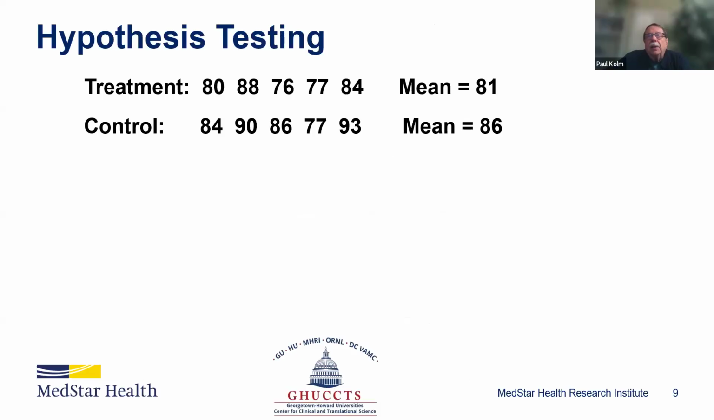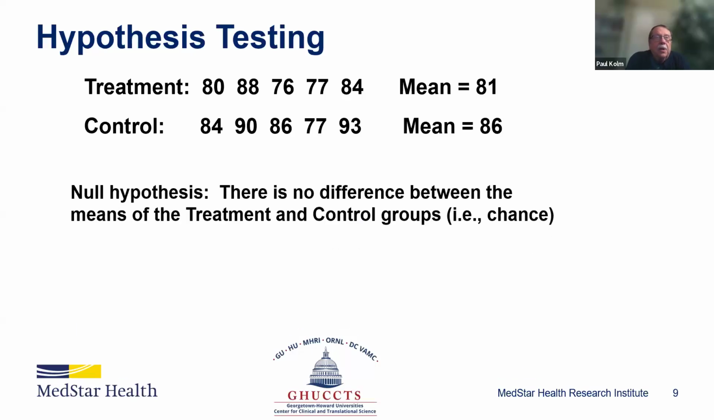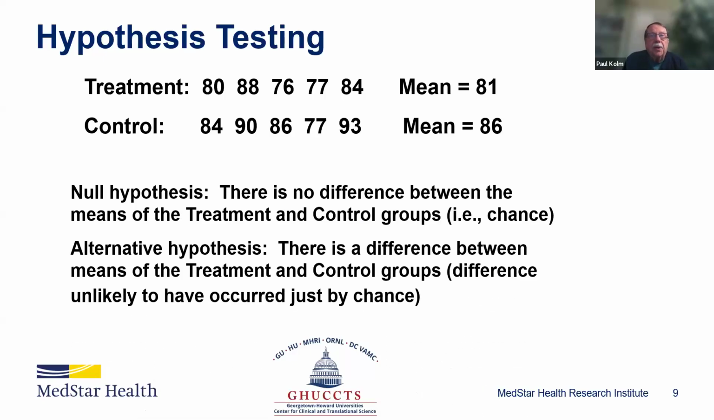And so I have a mean of 81 versus a mean of 86. In terms of hypothesis testing, is this 5 millimeters of mercury, I guess it's the units, a true difference, or is that a difference that could have occurred by random sampling variability? So what we do is we specify a null hypothesis that there's no difference between the groups, that is, that the difference occurred just by chance. And then the alternative hypothesis is that there is a difference, and technically what we mean by that is the difference is unlikely to have occurred just by chance.